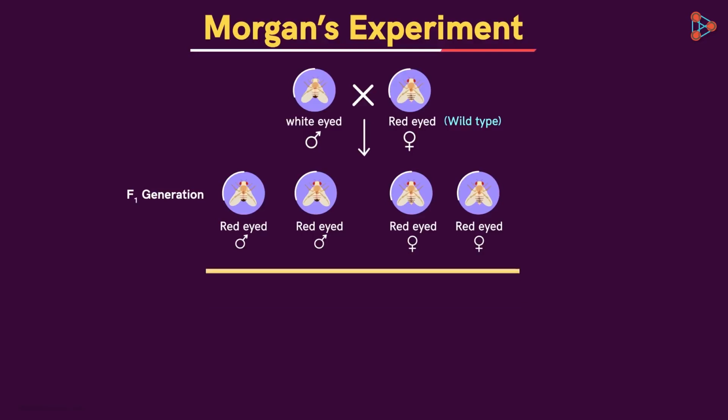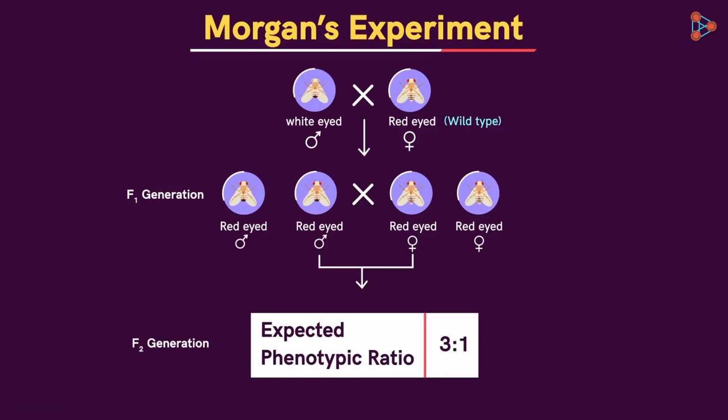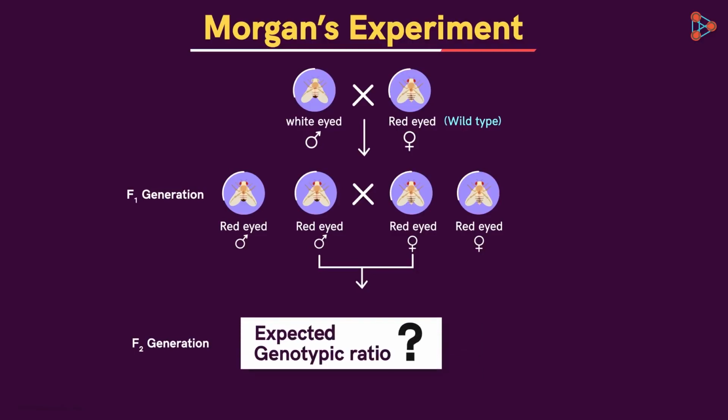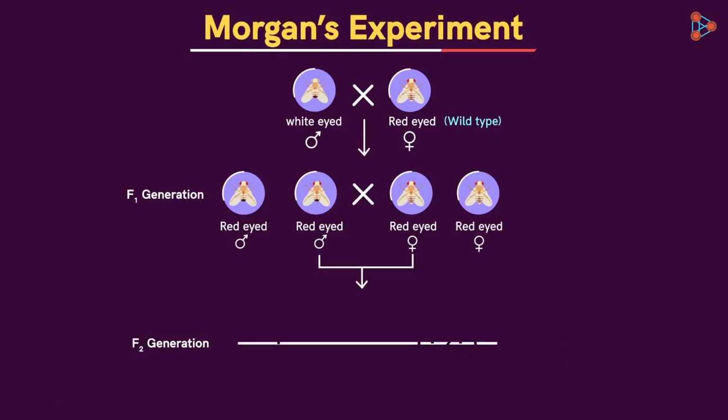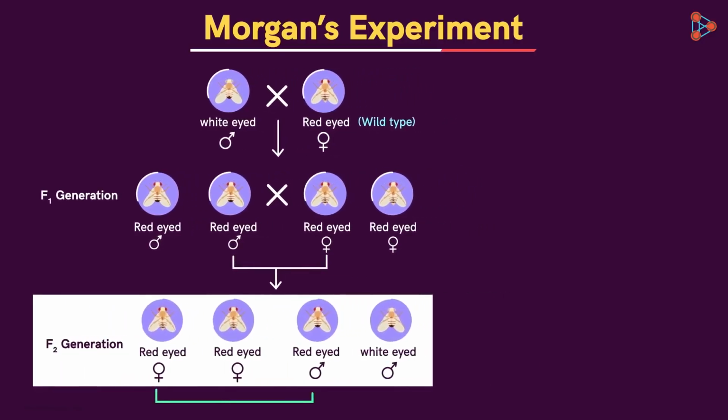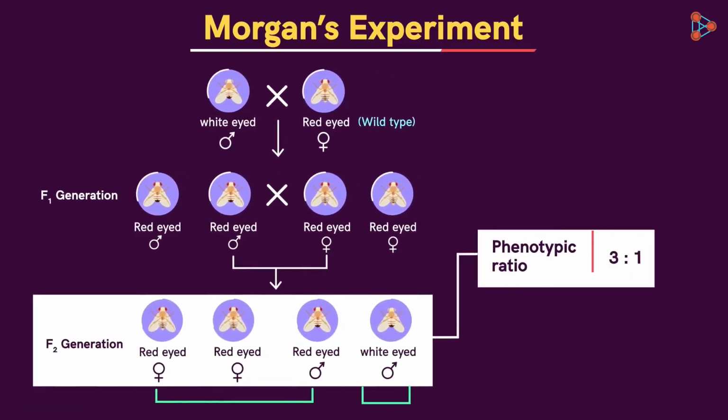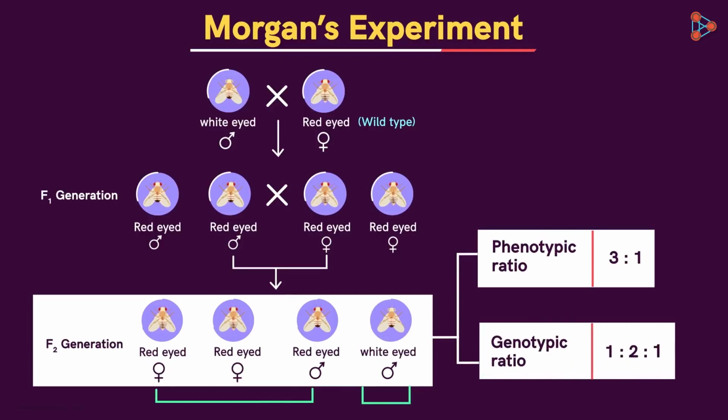Okay, so what's next then? Morgan stepped ahead to cross the F1 hybrids. What he expected was a 3-to-1 ratio. That is what we get in the F2 generation, right? And what should the genotypic ratio be? It should be 1:2:1. And is this what Morgan obtained? Yes, Morgan obtained 3 red-eyed flies and 1 white-eyed fly in the F2 generation. Also, the genotypic ratio was 1 to 2 to 1.